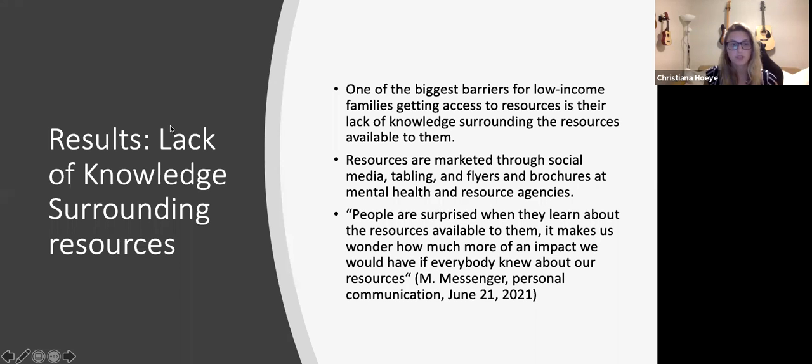So the other main theme was there is a big lack of knowledge surrounding resources. This is one of the biggest barriers for low-income families, and that's just getting access to resources, as they lack knowledge of what resources are or are not available to them. Both of these agencies market through social media, tabling events, and flyers and brochures at mental health and resource agencies to get the word out there.